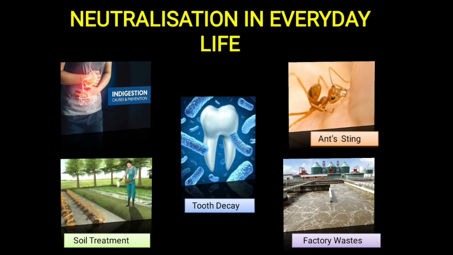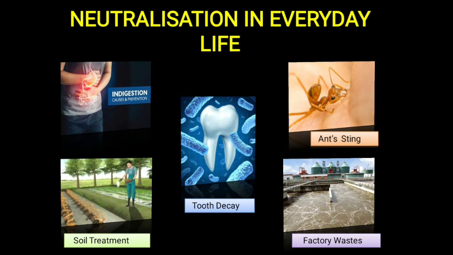In case of soil treatment, if the soil is too acidic, it is treated with either slaked lime or quicklime, which is a base. And if the soil is too basic, it is treated with organic matter such as fertilizers that are obtained from vegetables or fruits as they are acidic in nature.